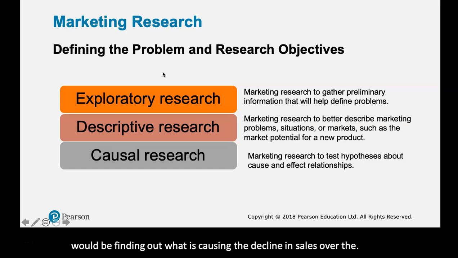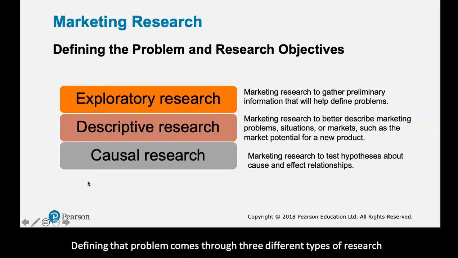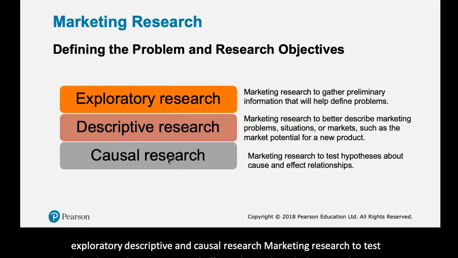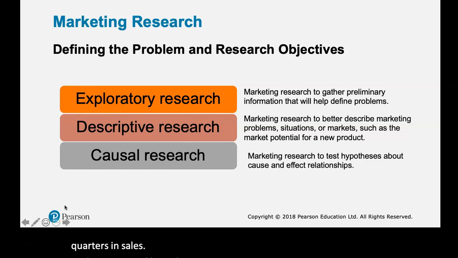Defining that problem comes through 3 different types of research: exploratory, descriptive, and causal research. Marketing research to test hypotheses about a cause and effect relationship, which is causal, is often one way that companies can find out why something is happening to the firm, like consecutive declining quarters in sales. And you can read here the definitions of exploratory and descriptive research.